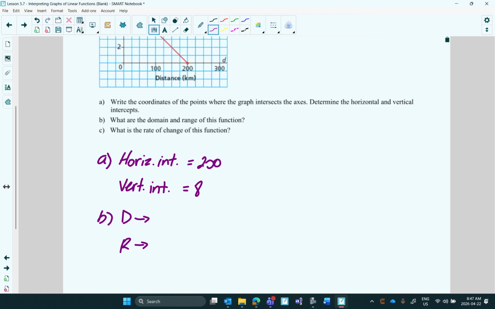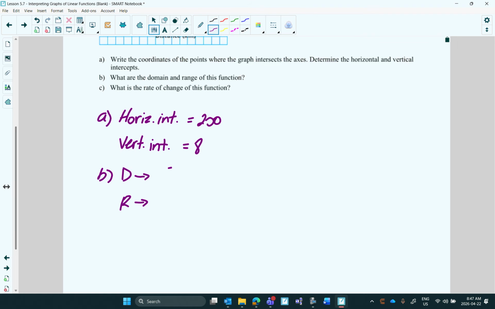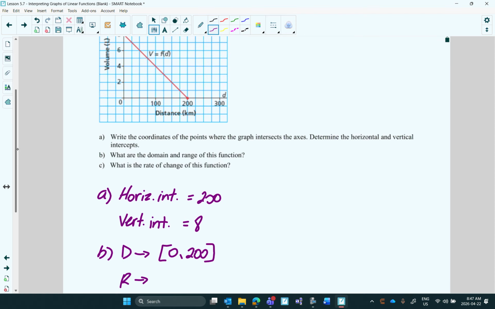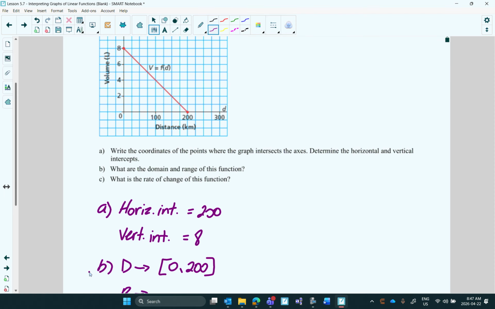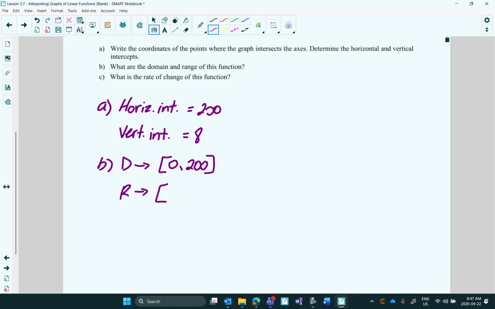Well, domain is left X to right X, 0 to 200, and we put brackets. Range is lowest Y to highest Y, 0 to 8. And remember, you could answer in the other notation.